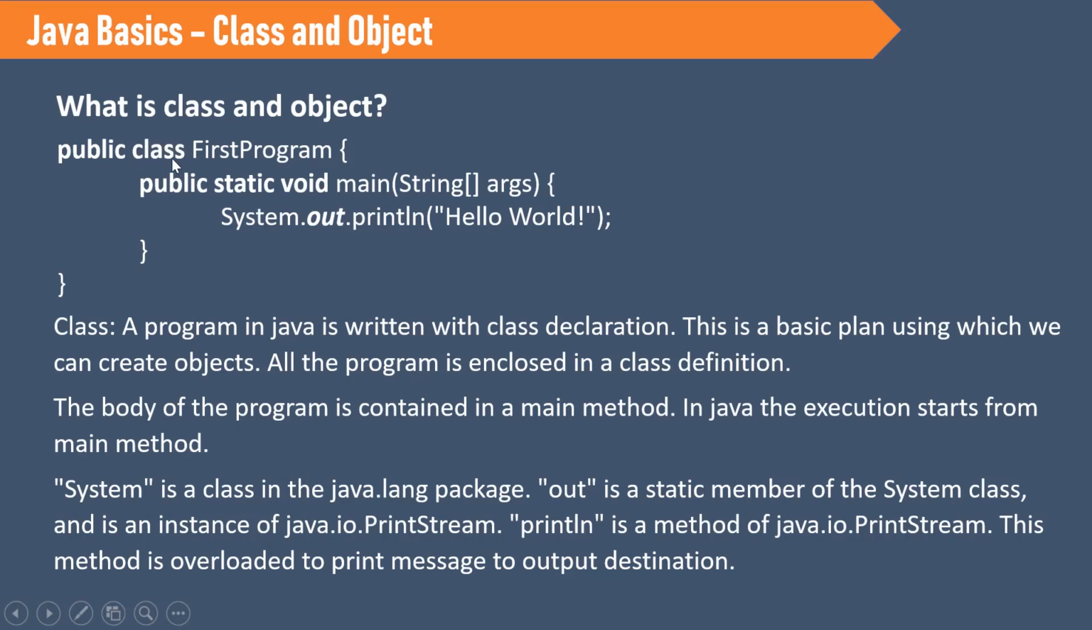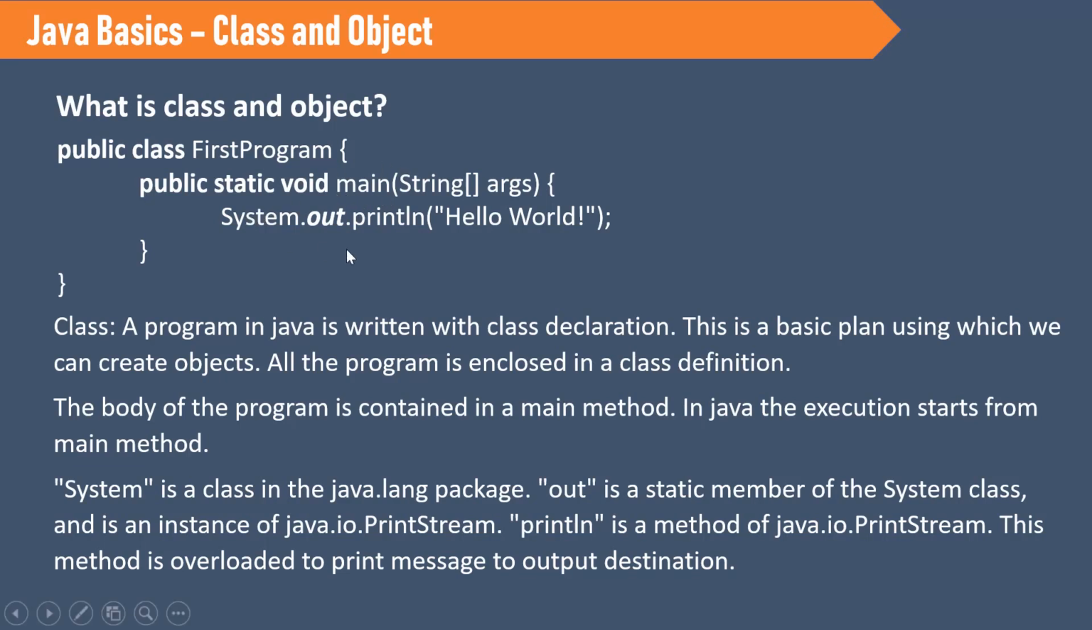We start the program with a class declaration. We use the keyword class and the class name. So class FirstProgram. This is the first program that we have created, and the whole program is enclosed in the class definition. Whatever methods we write, whatever variables we declare, all of them will be declared within this class. The body of the program is contained in the main method. In this particular case, we are using only the main method, and the body of the program is contained within this main method. In Java, the execution starts from the main method. Normally, in Java, the program execution starts from the main method.